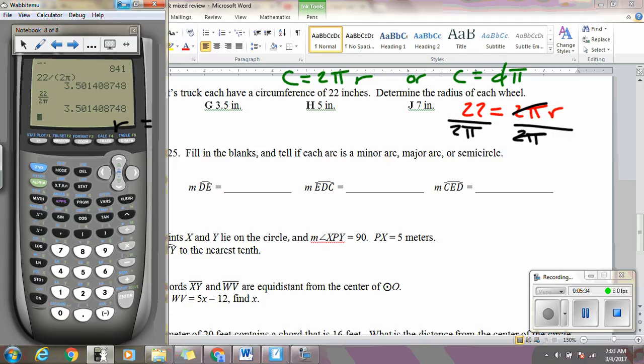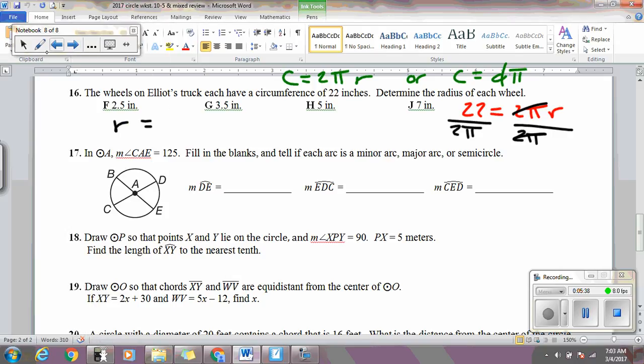So again, your radius is approximately 3.5, sorry, inches.